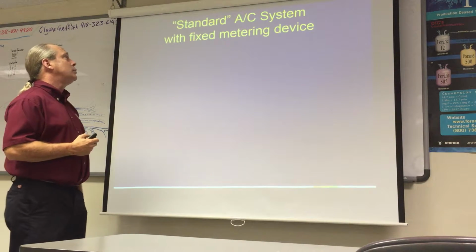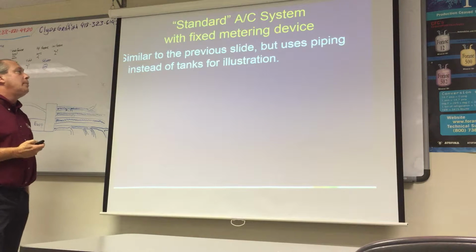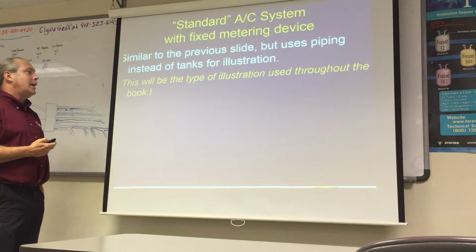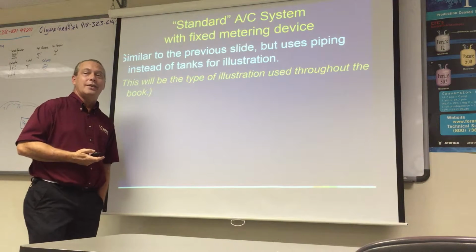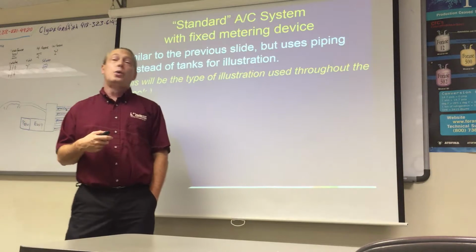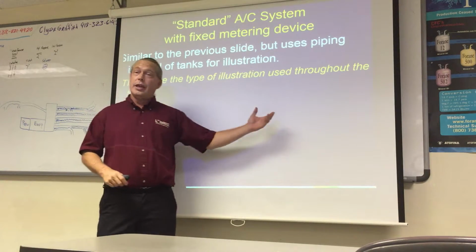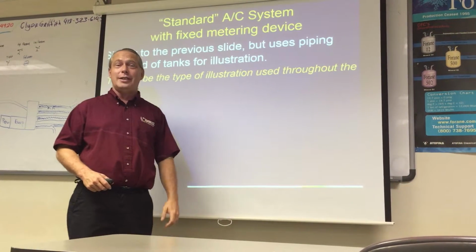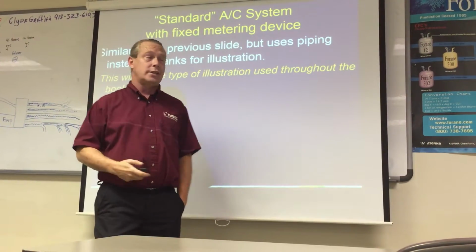Standard AC systems with fixed metering devices. Similar to the previous slide, but uses piping instead of tanks for illustration. This will be the type of illustration used throughout the book. Obviously, the tanks are going to be inferior. Of course, if we were talking about a hydronic system, those tanks would be just fine because that's exactly what is in a hydronic system. It's just the tanks would have a coil of its own inside.